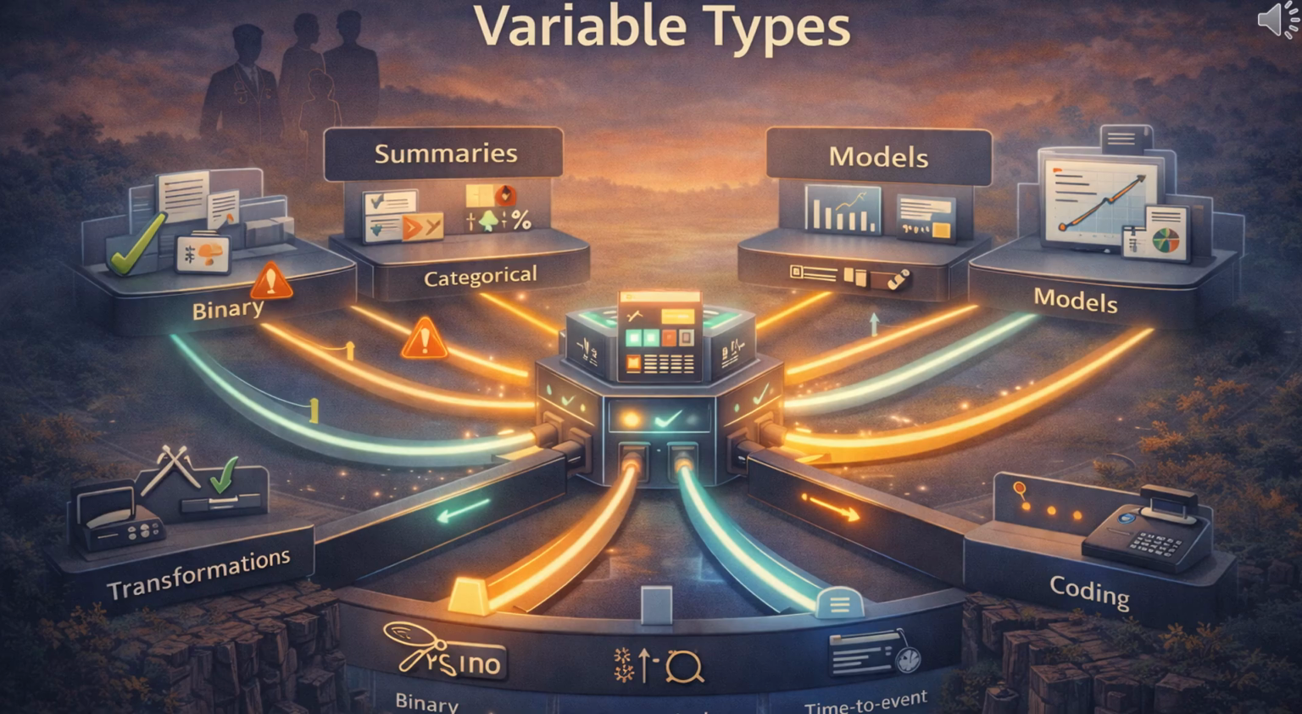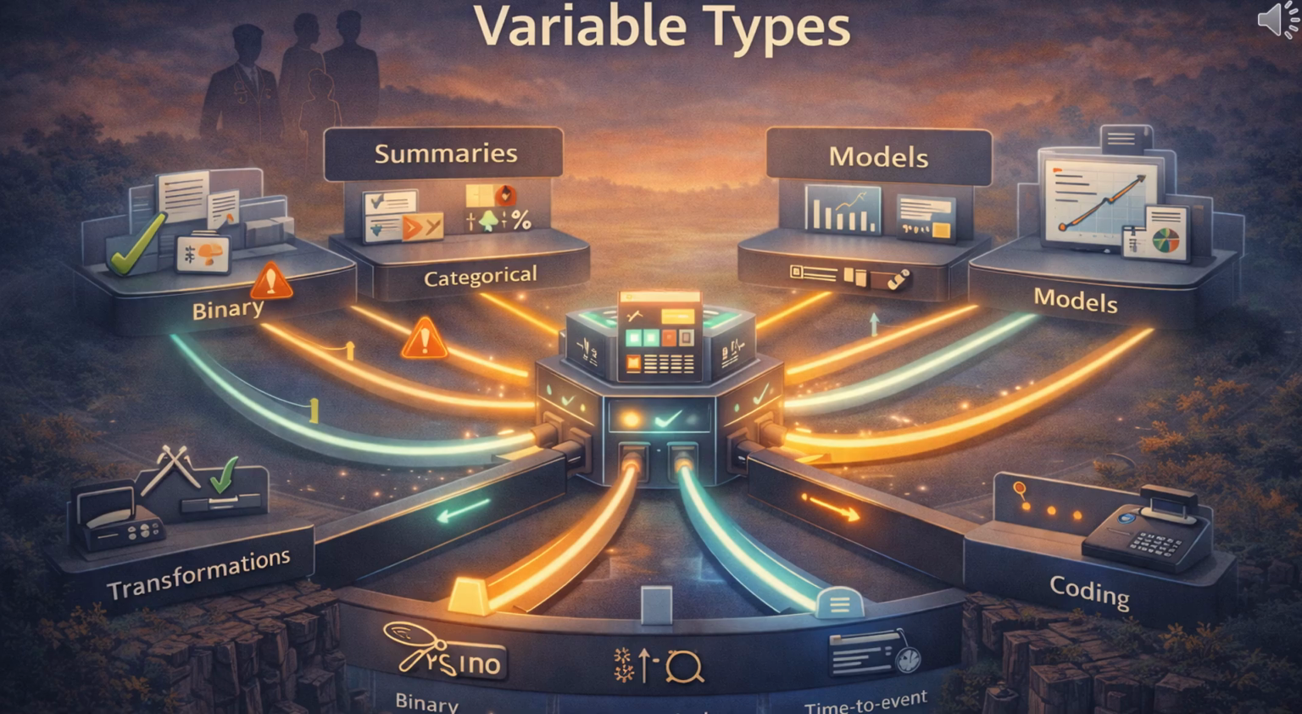Overall, variable type drives summary statistics because the summary has to match what the values represent. Binary and categorical variables call for counts and percentages. Ordinal variables often call for distributions and sometimes medians. Continuous variables call for means and standard deviations, or medians and interquartile ranges, depending on shape. Counts often call for mean, median, and zero inflation summaries, sometimes rates.